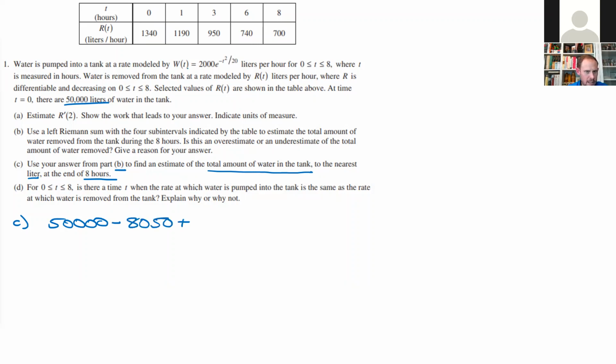Plus we have water that's being added, this guy. So in order to find out how much is added, we would integrate from 0 to 8 of W of t dt. I'm assuming W is for water. So we know that W is 2000 e to the negative t squared over 20, which is not something we can integrate nicely. We definitely have to use our calculator to do that.